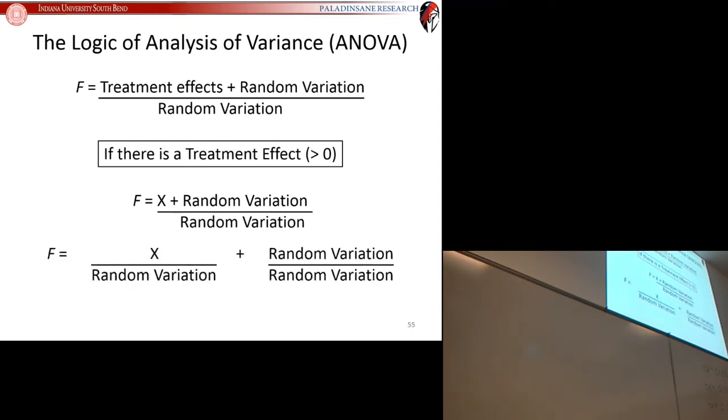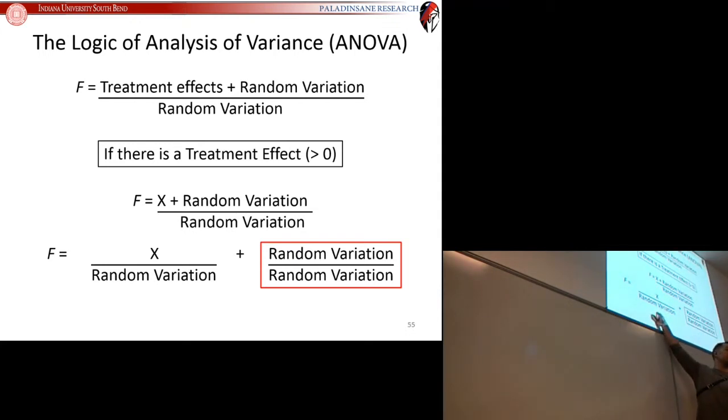Let's split up that numerator there. So we have x divided by random variation plus random variation divided by random variation. Now, we don't know what x is here. It's some amount of treatment effect. We know that it's positive. But we do know what random variation divided by random variation is. That is equal to 1. So random variation divided by random variation is equal to 1.